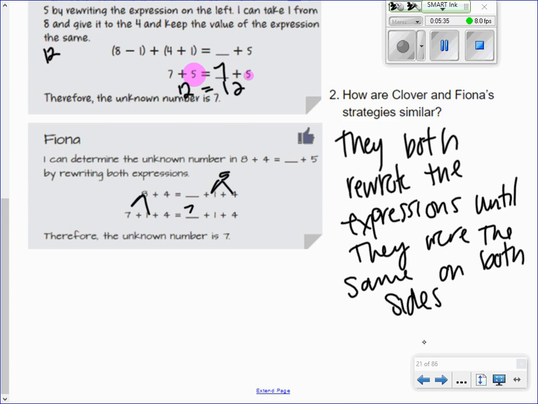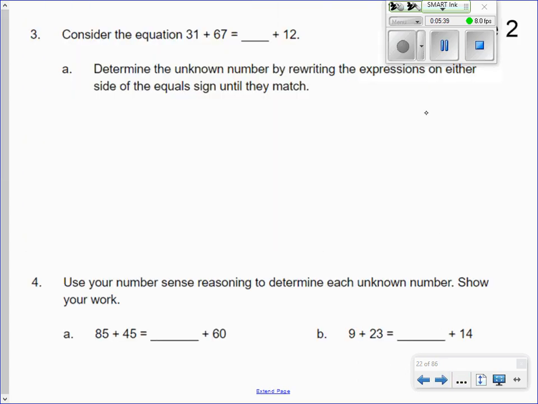You're going to have 3 opportunities to try this. I'll do 1 more with you, and then you're going to do 2 on your own. Turn to page 2. We have 31 plus 67 equals something plus 12. Make sure you show your work on all of this. So I want to turn this 67 into 12. So in order to do that, I need to see 12 plus what equals 67. So 67 minus 12 equals, it's 15.